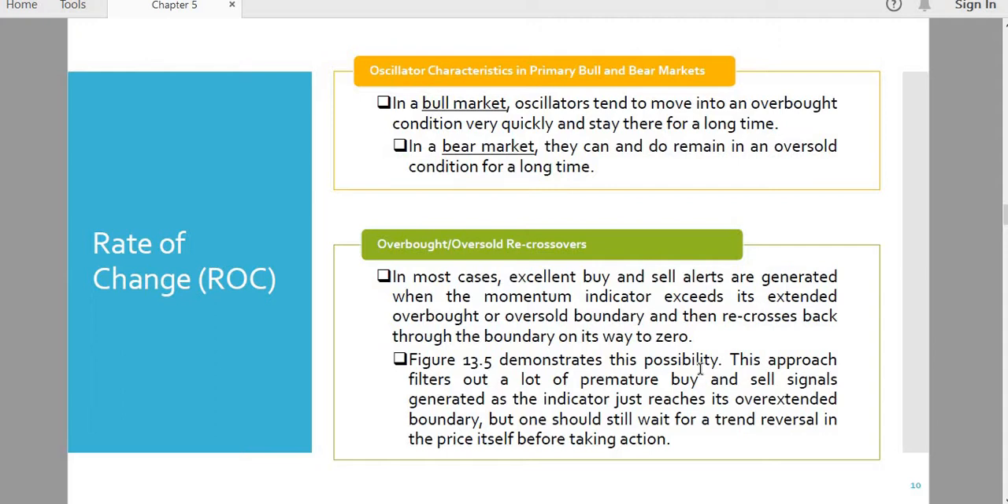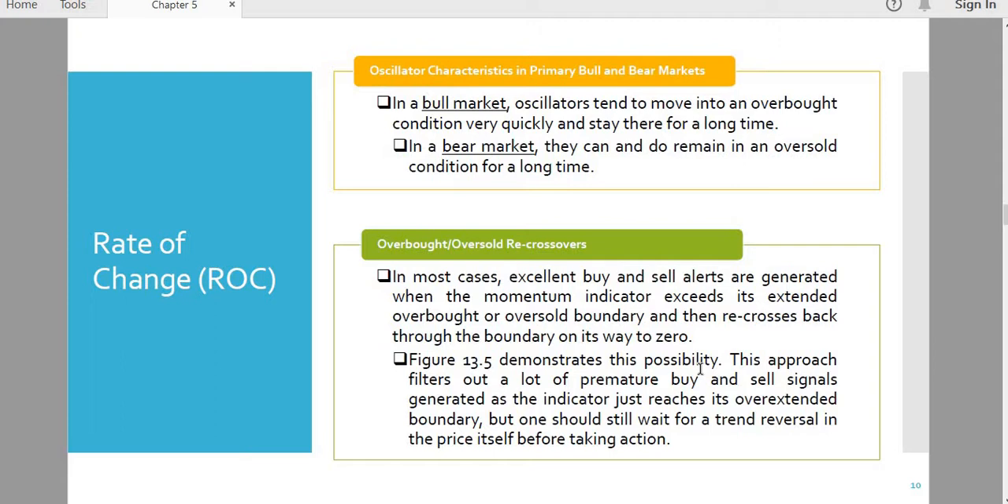Okay, and then we can also look into the overbought and oversold recrossover. Once we have determined the overbought and oversold areas, we can always monitor this movement. In most cases, excellent buy and sell alerts are generated when the momentum indicator exceeds its extended overbought or oversold boundary, then recrosses back through the boundary on its way to zero.